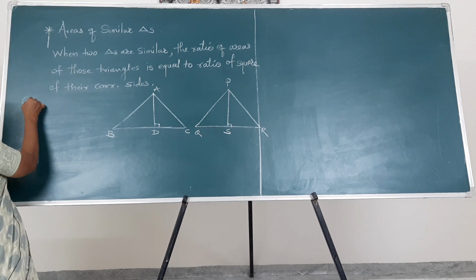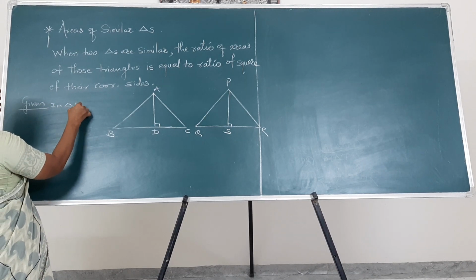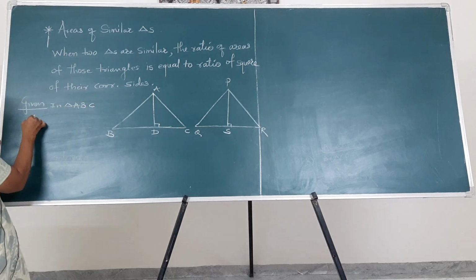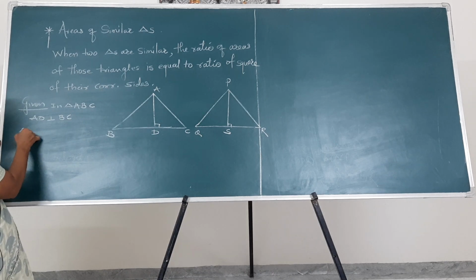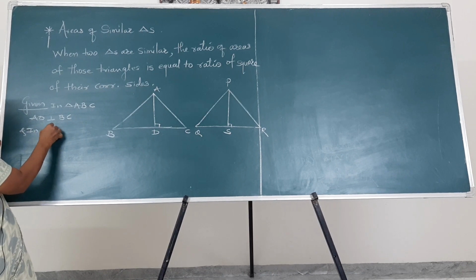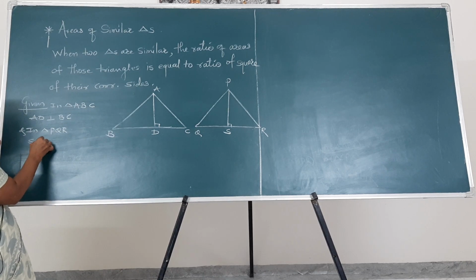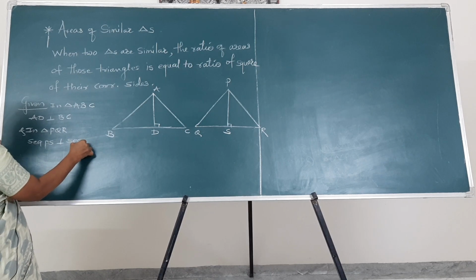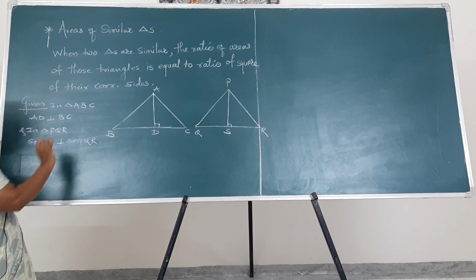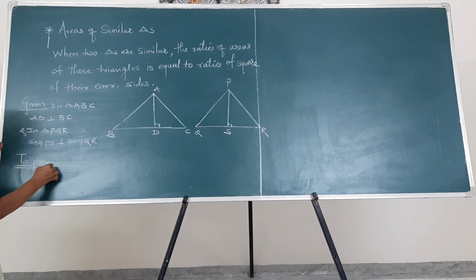So first of all we have to write given. In triangle ABC, AD is perpendicular on BC, and in triangle PQR, seg PS is perpendicular on seg QR. So this is our given, and what do we have to prove?